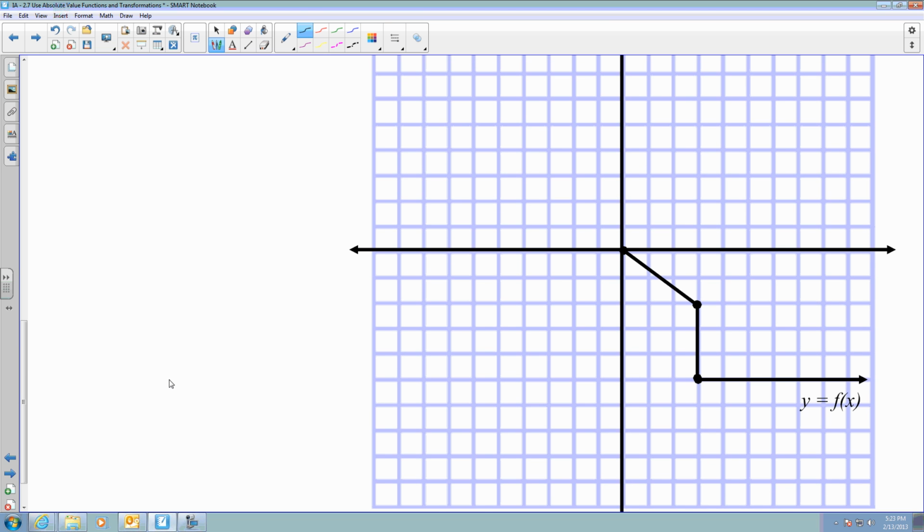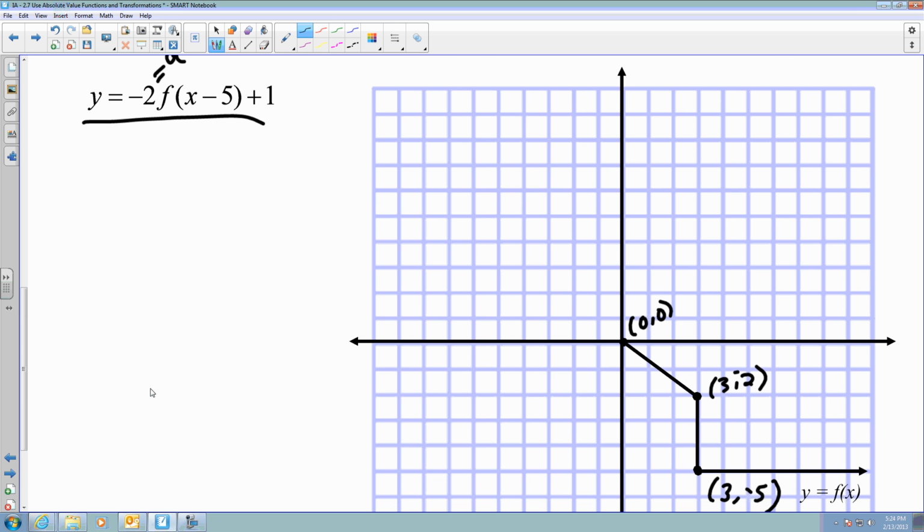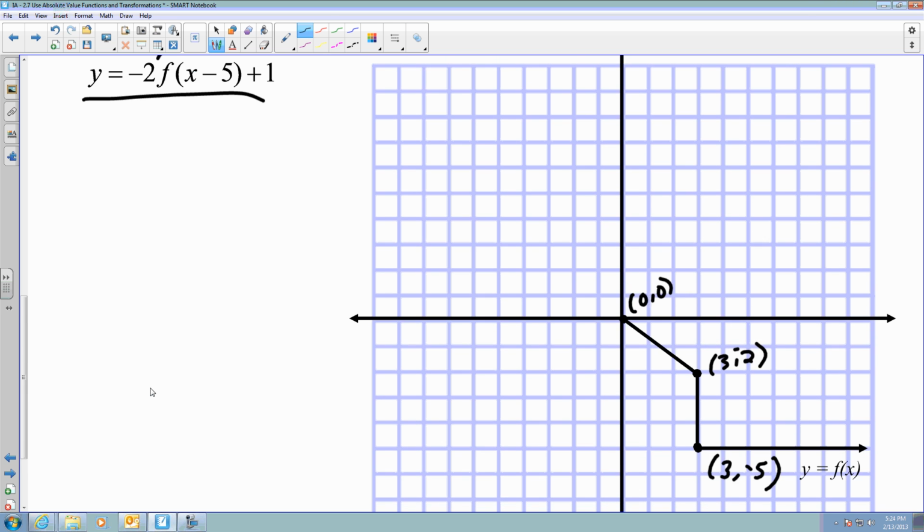So I just want to plot the points that I have originally. I have 0, comma 0. Then I have 1, 2, 3, and then 1, 2, so this is 3, comma 2. And then this point here is 1, 2, 3, 1, 2, 3, 4, 5. So this is 3, comma, actually negative 2, and this is 3, comma, negative 5. I'm sorry.